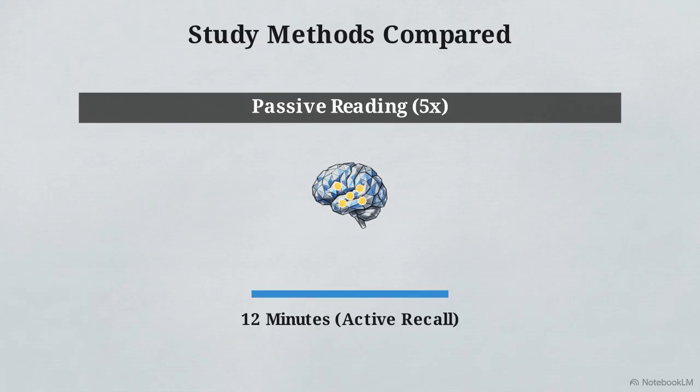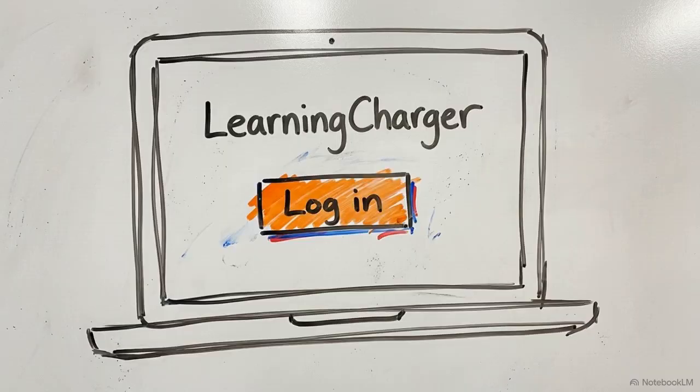This 12-minute timeline relies on active recall. Instead of passively looking at information, you are pulling specific concepts from memory under pressure, which reinforces the material more effectively than another read-through. To put this into practice, the entry point is simple.